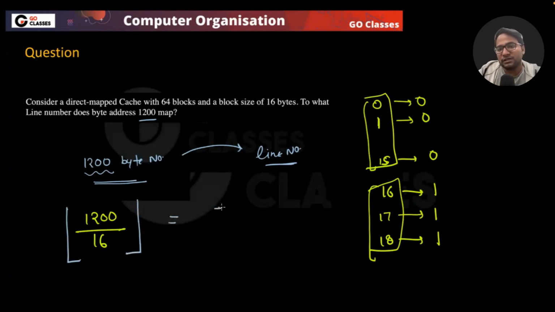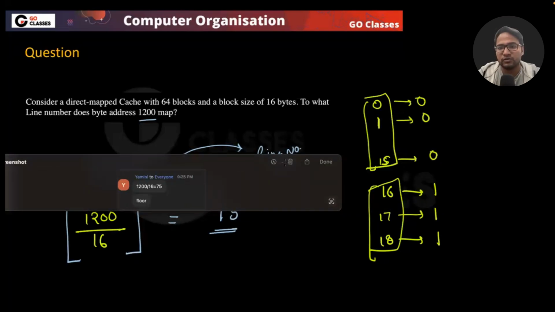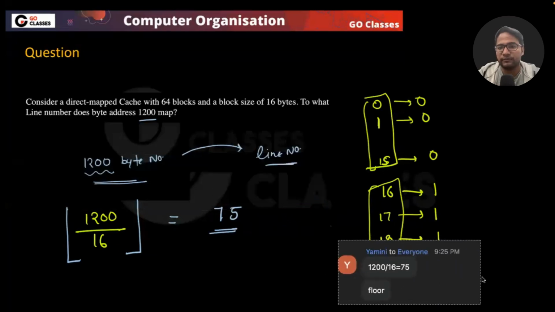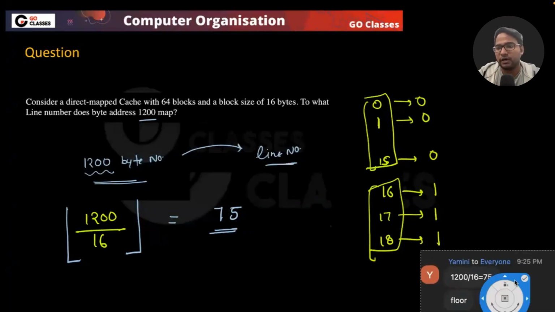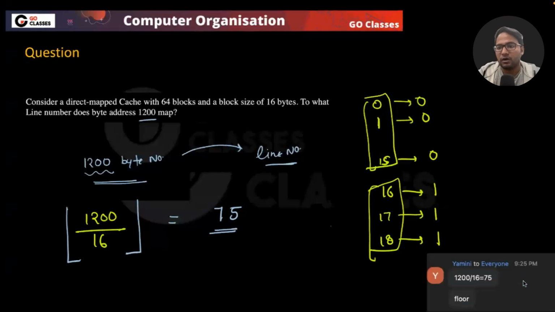Now you tell me what is the answer? 75. If you do this, then 75 is the answer, as Yamini is saying, right? She has given the answer way before I explained, so that's really nice. She's saying that 75 is the block number here. Understood? Okay.